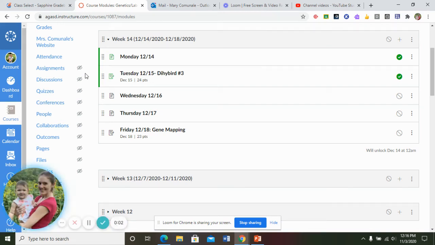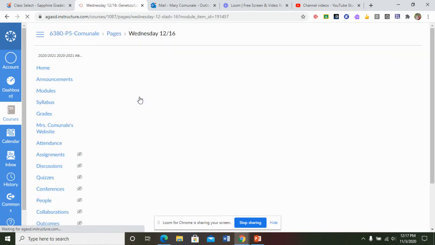Hi guys, we are in week 14 now. We are making our way through the second 9 weeks. We're going to be looking at notes on complex inheritance today, and these are going to be under Wednesday's tab.